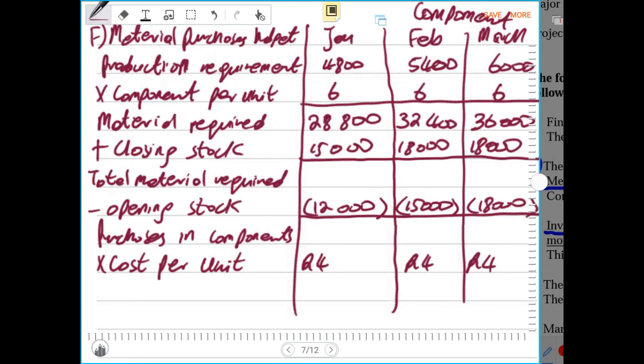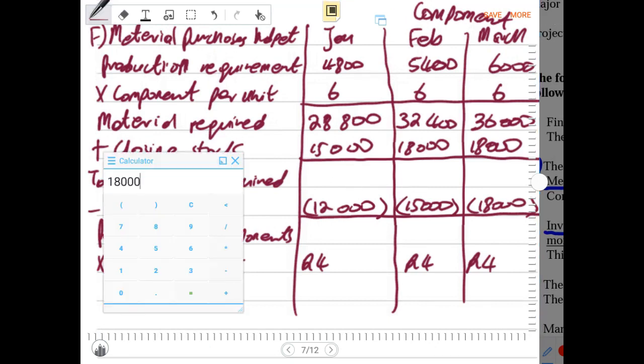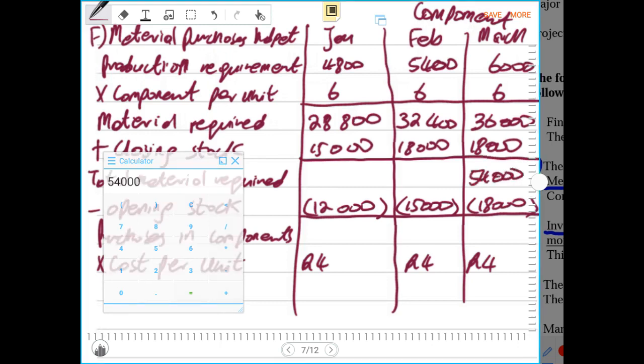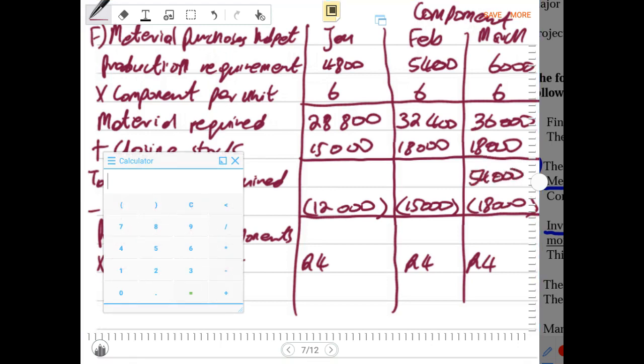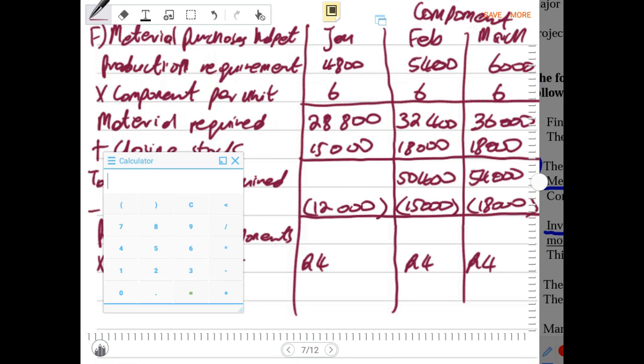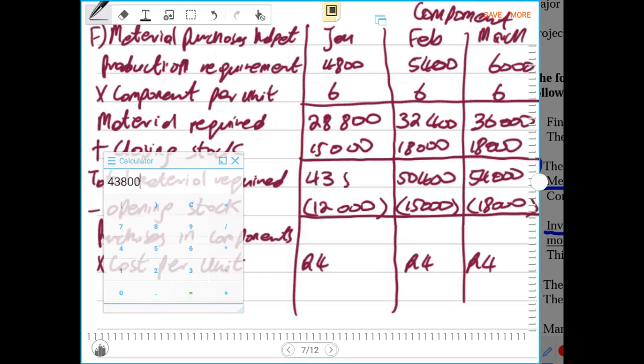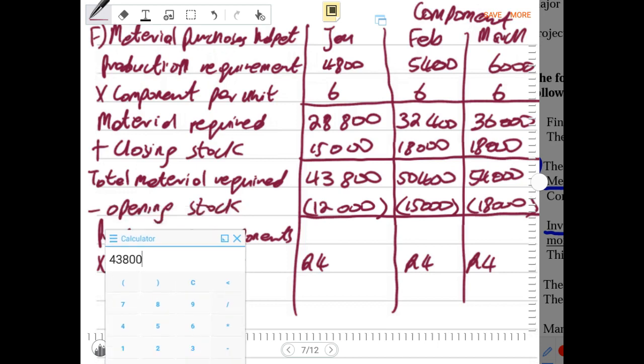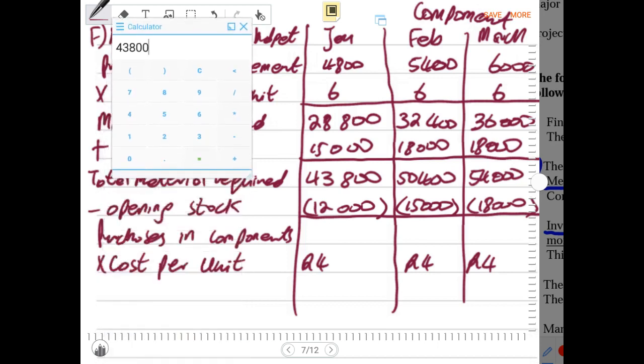So now with that, we can take the totals, where we say 18,000 plus 36,000, and this will give us 54,000. Then we say 32,400 plus 18,000, and this will give us 50,400. Then we say 28,800 plus 15,000, and this will give us 43,800. So now these are the total material required, which is the total components that are required.